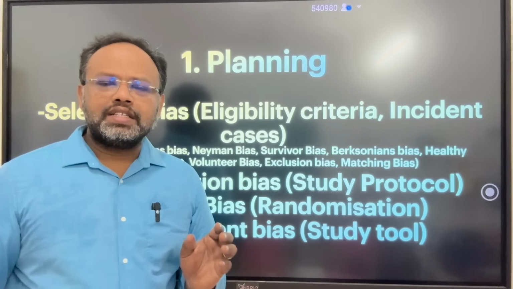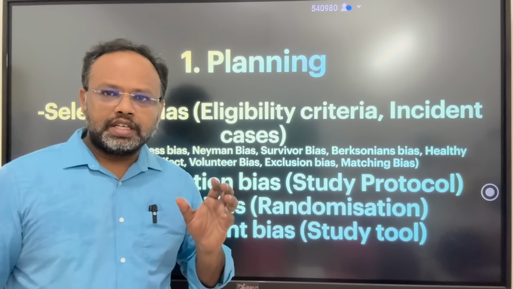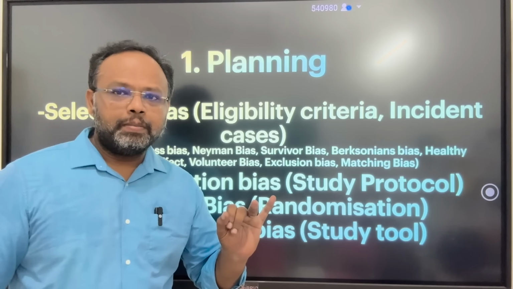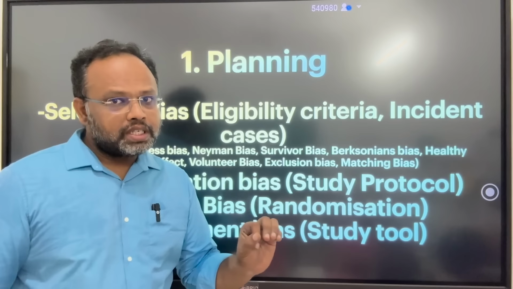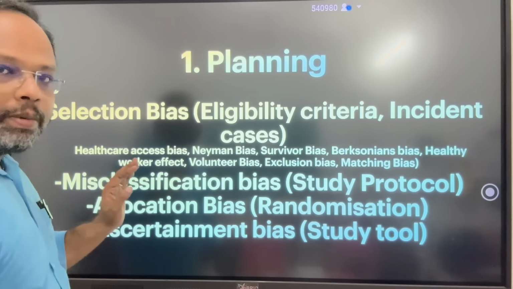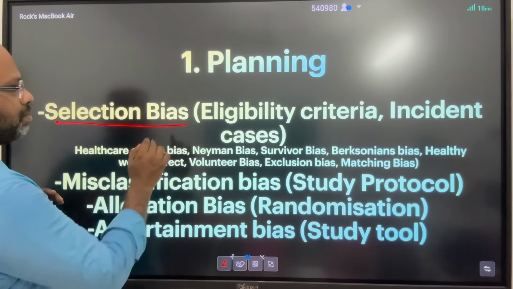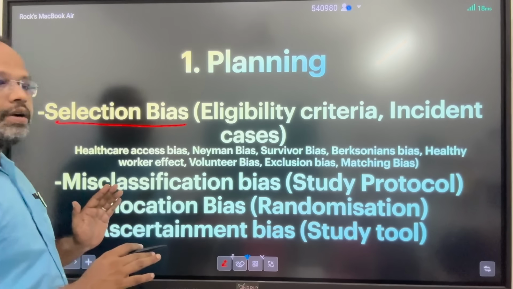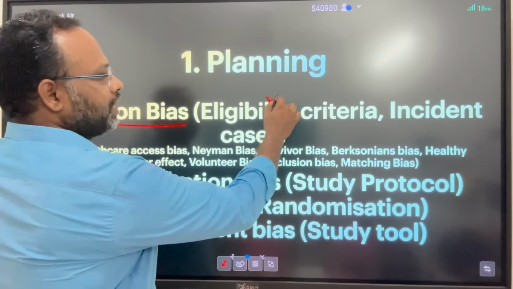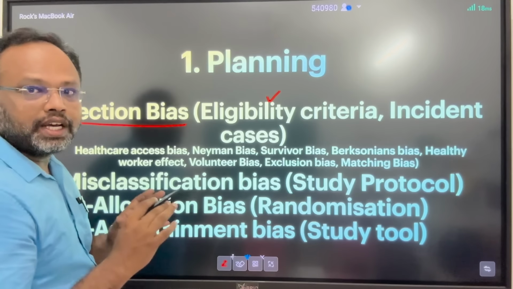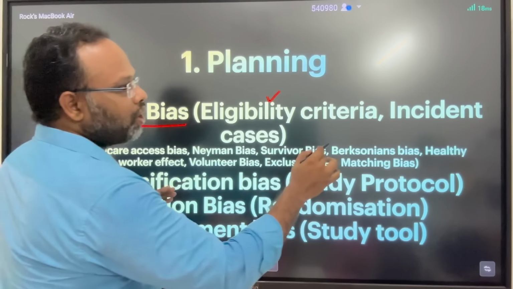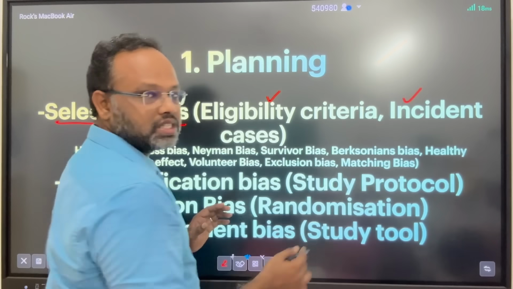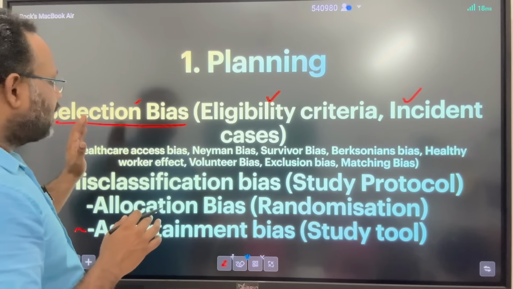First, I classify bias into three stages: one in the planning stage, next in the implementation stage, and third in the analysis and publication stage. In the planning stage, the most common bias is selection bias. It can be eliminated by good eligibility criteria, that is, good inclusion and exclusion criteria. You can reduce selection bias by including all the incident cases in the study.